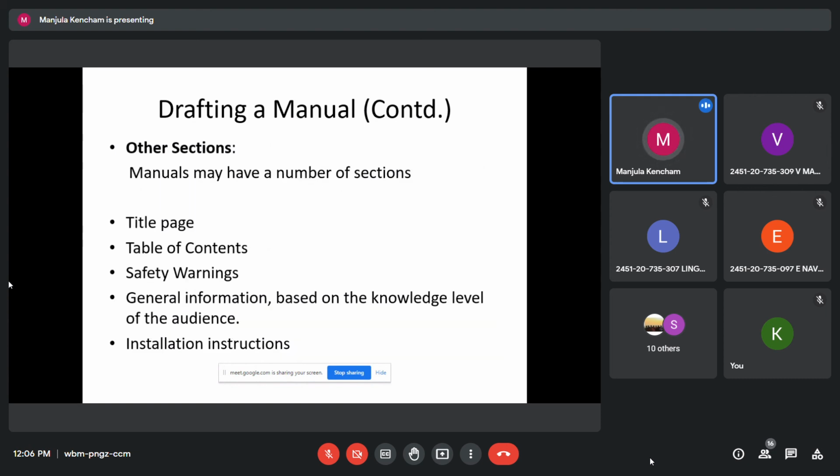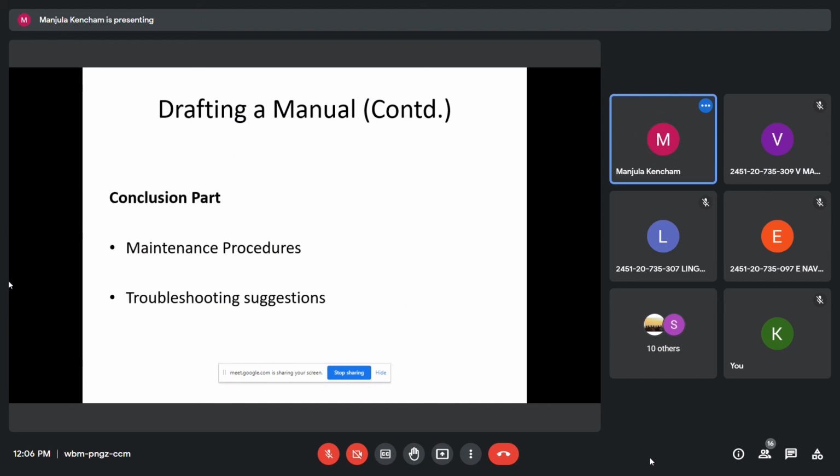Other sections include title page, table of contents, safety warnings, general information, installation instructions, etc. And the concluding parts include the maintenance procedures and troubleshooting suggestions. Maintenance procedures are about how the equipment should be maintained, handled, and when, where and how the servicing should be done for the smooth functioning of the equipment, etc. Troubleshooting suggestions talk about what should be done immediately if something goes wrong during the operation of the equipment, to avoid damage or loss.